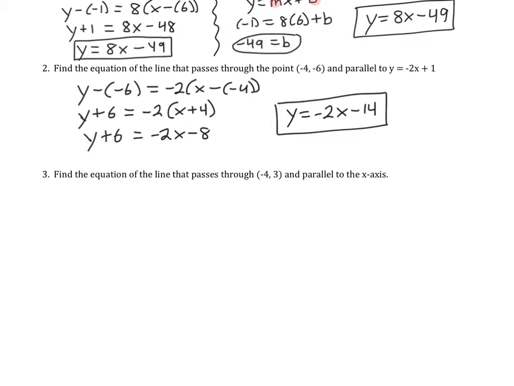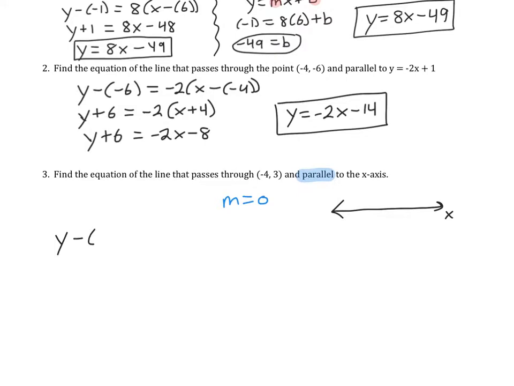All right, for number 3, let's try this one together. Find the equation of the line that passes through (-4, 3) and is parallel to the x-axis. So remember, parallel means same slope. Let's think about what the x-axis looks like. This is our x-axis. It's a horizontal line. So I know that the slope of a horizontal line is always just 0. So it's asking us to find the equation of a line that goes through this point with a slope of 0. So again, let's use point slope formula.